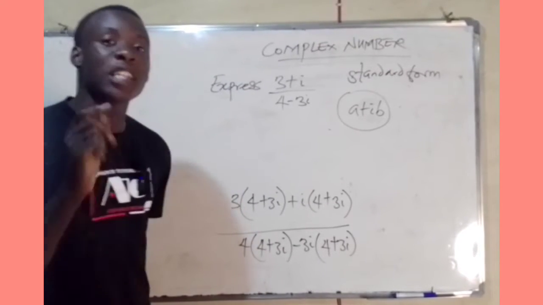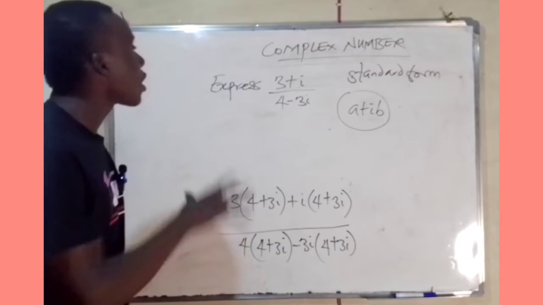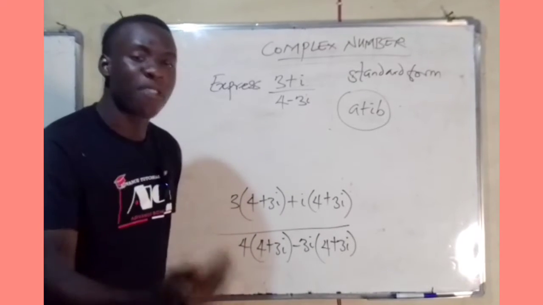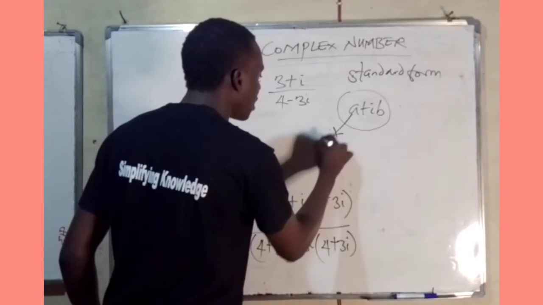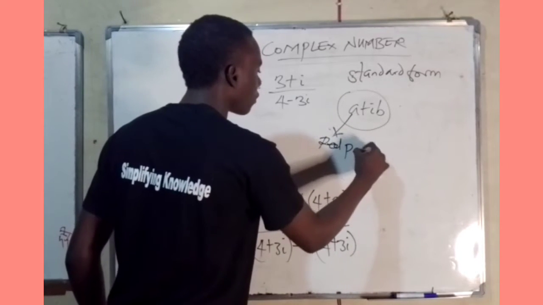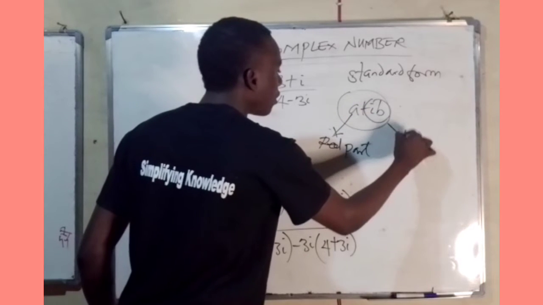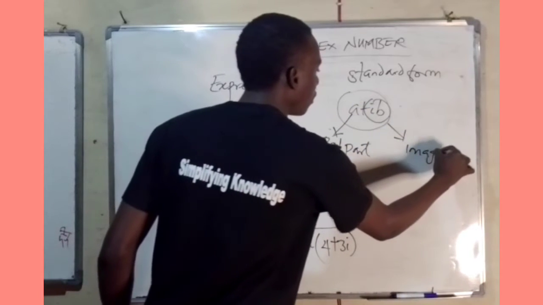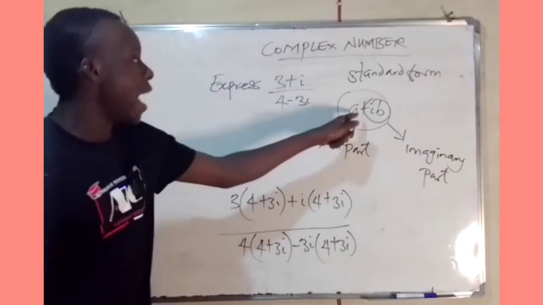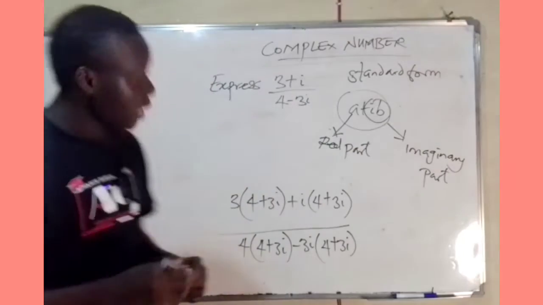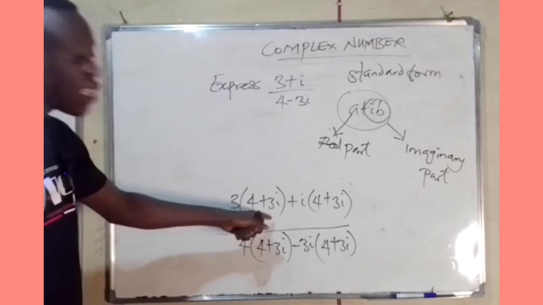Okay guys, there's something I just want you to understand: the standard form of complex numbers has two parts. The real part, which is the a part, and ib, which is the imaginary part. So a is the real part and ib is the imaginary part. So back to where we are.